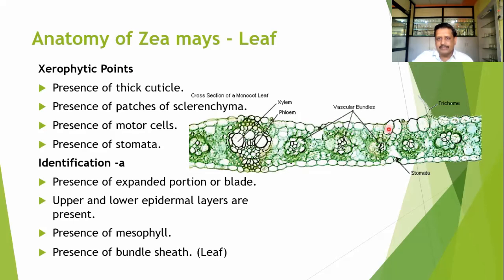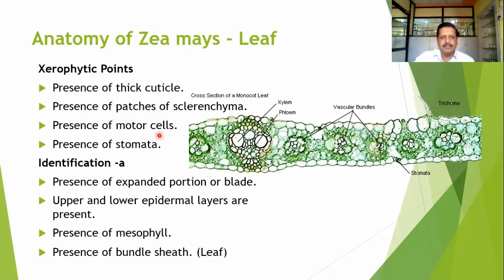These are the epidermal cells, lower and upper epidermis, but mostly the upper epidermis is covered with a cutin material, and this cutin is called the cuticle. So cuticularization is the prominent character in the xerophytic character. Then the presence of patches of sclerenchyma.